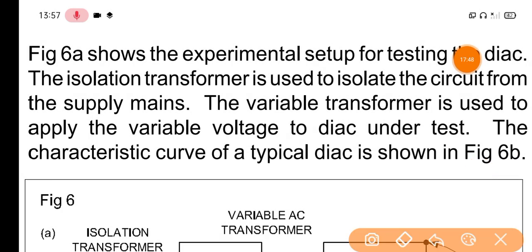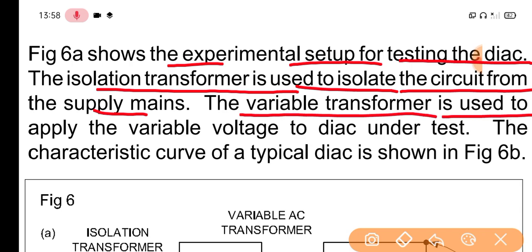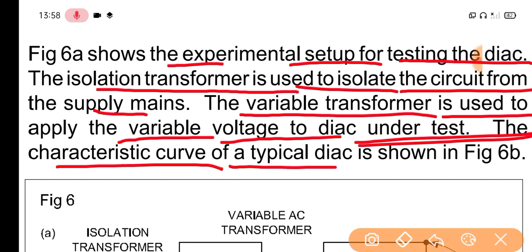Picture 6 shows the experimental setup for testing the diac. The isolation transformer is used to isolate the circuit from the supply mains. The variable transformer is used to apply a variable voltage to the diac under test. The characteristics curve of a typical diac is shown in picture 6b.